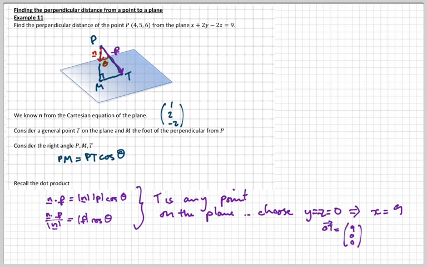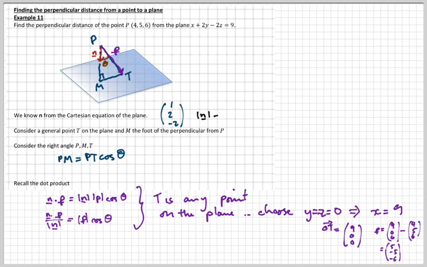So now that we know a point on the plane, we can find the vector p. The vector p is going to be negative OP plus OT. So it's (9, 0, 0) minus (4, 5, 6), which is going to give us (5, -5, -6). So this is the vector p. What we've done is find a point on the plane T in order to use it in the formula to find the distance PM.